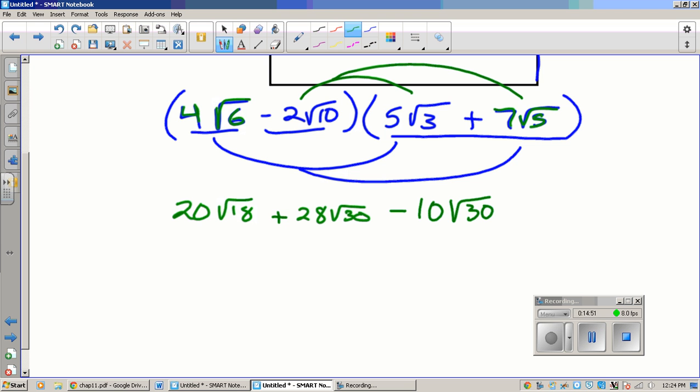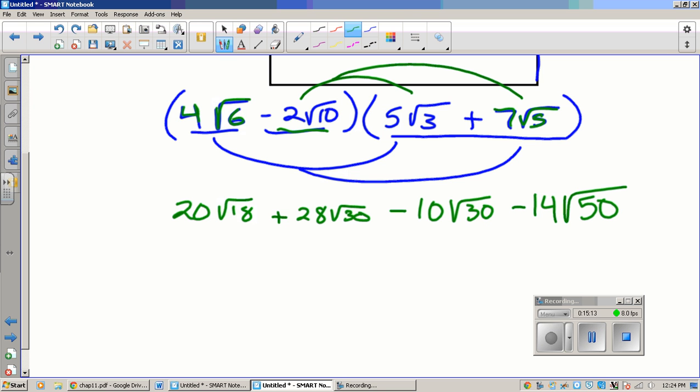And finally, negative 2 radical 10 times 7 radical 5. So negative 2 times 7 is negative 14. 10 times 5 is 50. That's radical 50. Your last thing you're going to need to do is combine like terms.